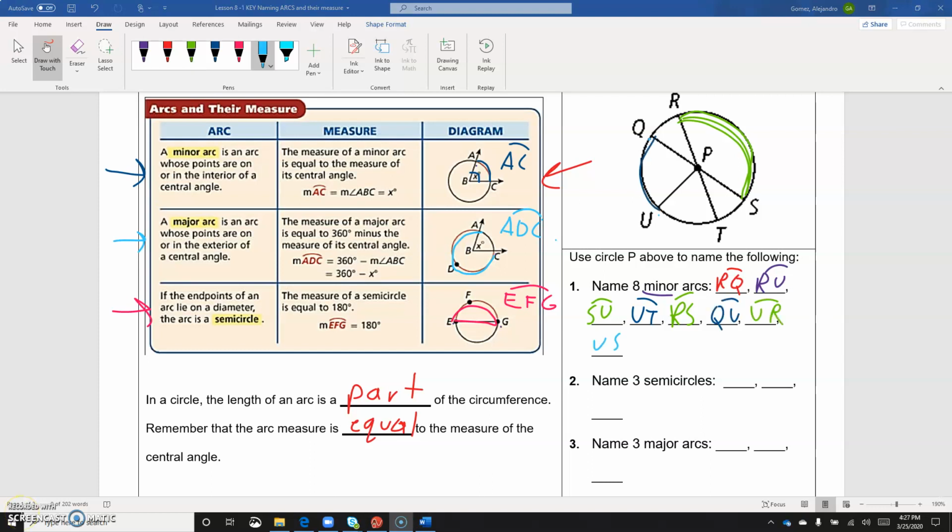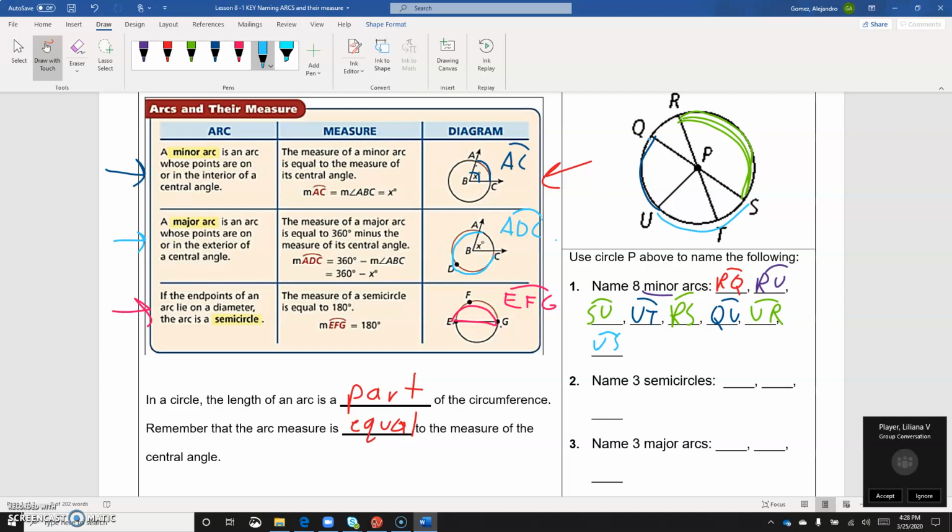Okay, welcome back. I said QU, and I said UR, and then I also said US. Now notice, look, US, I just took the SU and flipped it. Even when you rearrange the names, that still counts as a different arc. Oops, does everybody see the mistake I made? I forgot this arc, US.